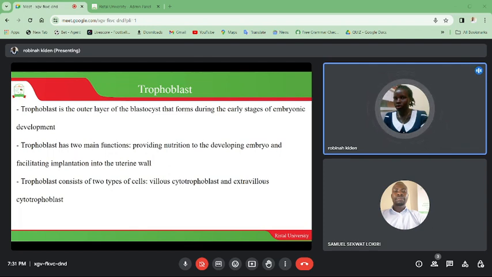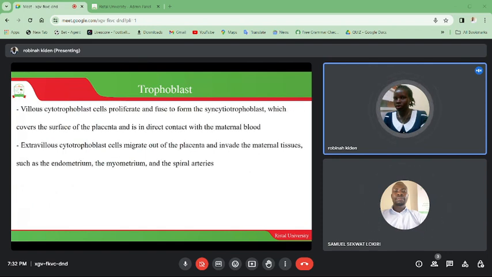Trophoblast is the outer layer of the blastocyst that forms during the early stages of development. Trophoblast has two main functions. One is providing nutrients to the developing embryo and facilitating implantation into the uterine wall, which at this time is considered the endometrium. Then trophoblast consists of two types of cells, that is the villus cytotrophoblast and the extravillus cytotrophoblast.